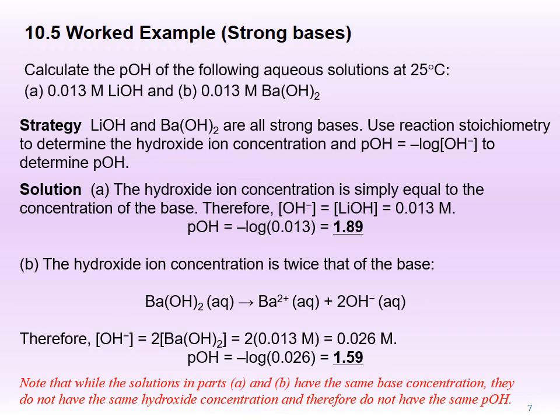Part B. The hydroxide ion concentration is twice that of the base, since 1 mole of barium hydroxide gives 2 moles of hydroxide. Therefore, hydroxide ion concentration is equal to 2 times barium hydroxide concentration, which is equal to 2 times 0.013 molar, which is equal to 0.026 molar. pOH is therefore 1.59.